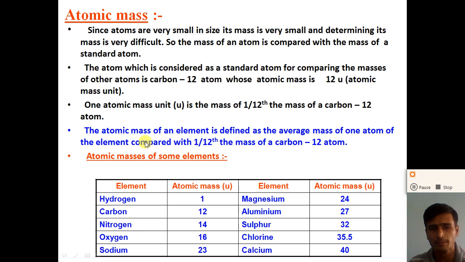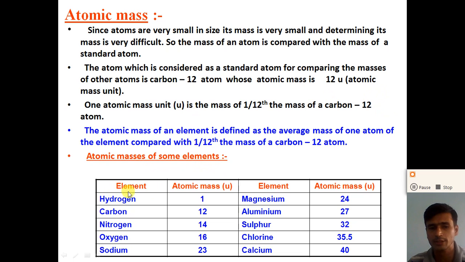The atomic mass of an element is defined as the average mass of one atom of the element compared with 1/12 of the mass of the carbon-12 atom. Here the atomic masses of some elements are given to you, and you must remember the atomic mass of these different elements.